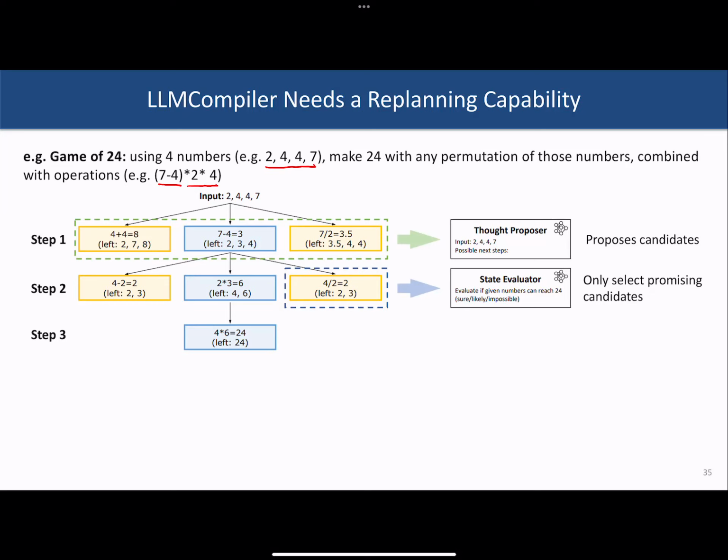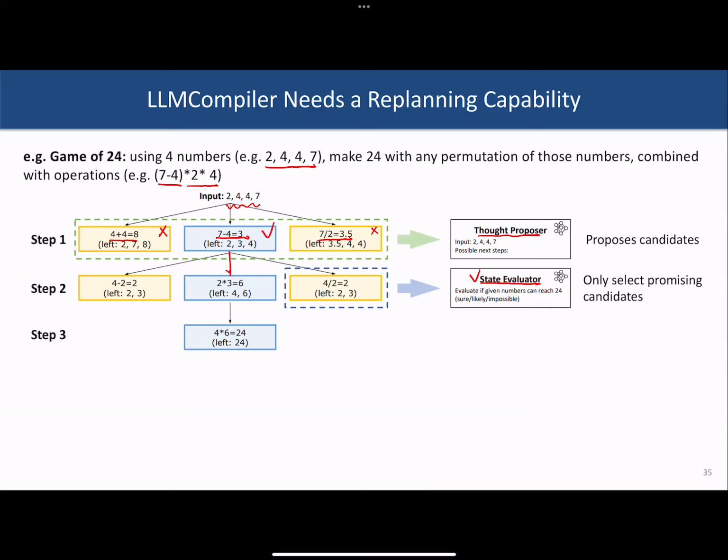So how Tree of Thoughts solves this problem is it goes through an iterative process of thought proposal and then state evaluator. Given those 4 numbers, your thought proposal will pick 2 numbers and connect them with a math operation. Then it will come out with a bunch of proposals, maybe add 4 and 4 together, subtract 7 and 4, or divide them. After it proposes multiple candidate paths, your state evaluator will see those paths and judge whether they are promising or not. Maybe this is less promising, that is less promising, but this might be more promising, right?